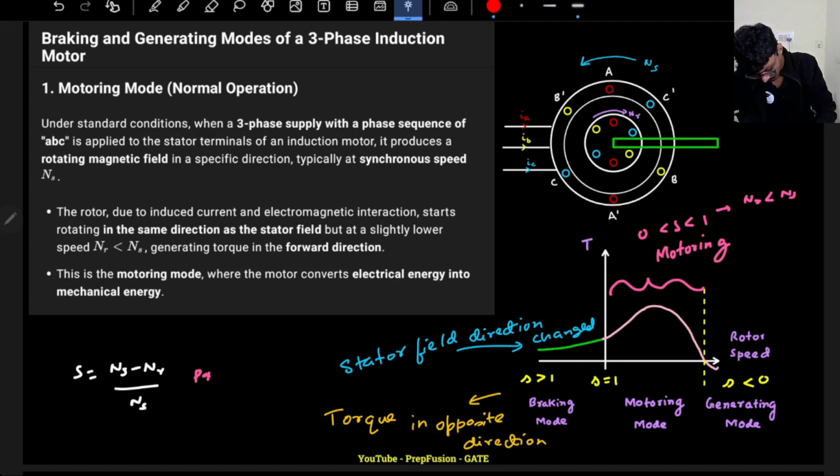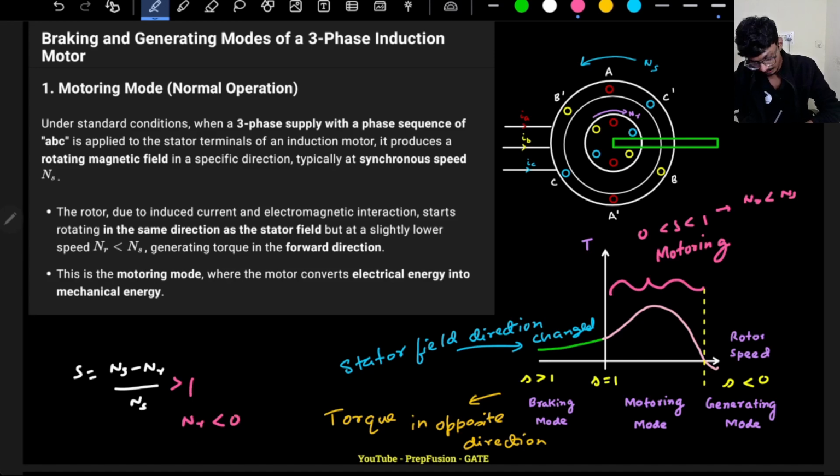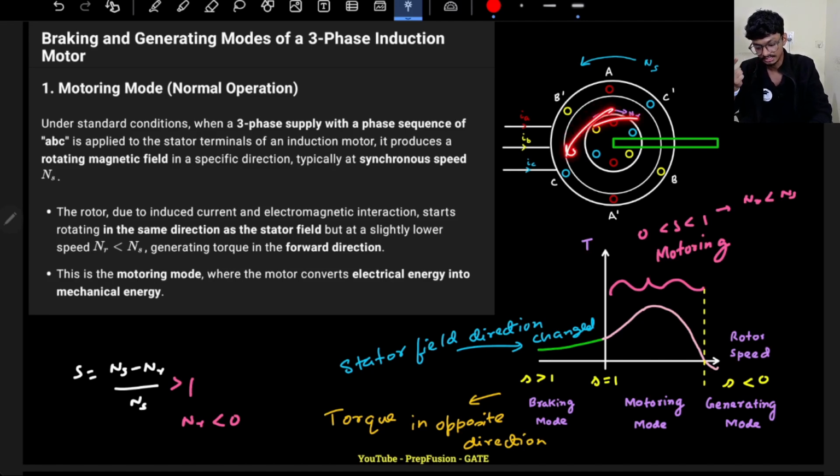So here, what does it mean? Here slip is greater than 1. What does slip greater than 1 mean? This value has to be greater than 1, right? Then ns minus nr over ns is greater than 1, so ns gets cancelled and nr is less than 0. That means if initially my rotor was rotating in this direction, the rotor will rotate in the opposite direction than the initial direction.